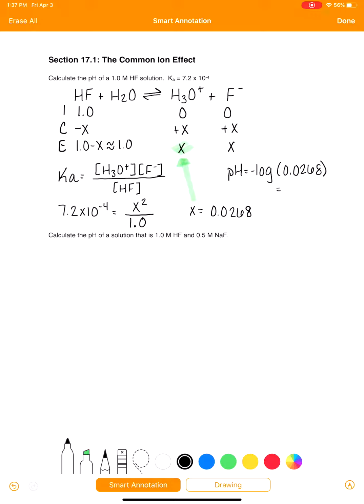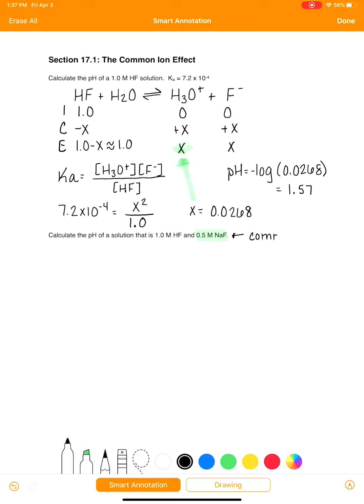Which is 1.57. So that's just our standard pH of our HF solution. Now moving on to the next part, we're going to calculate the pH of this same solution after we've added 0.5 molar NaF. NaF has an ion in common with HF.